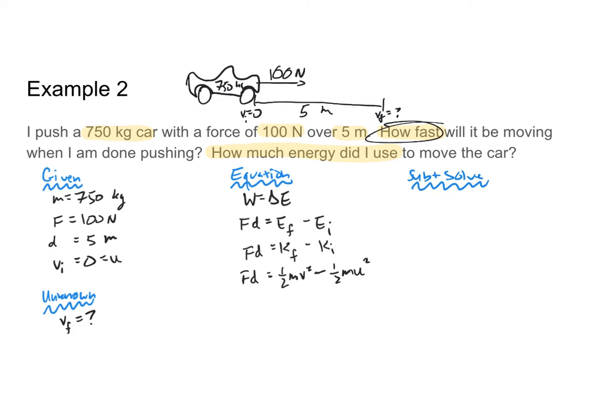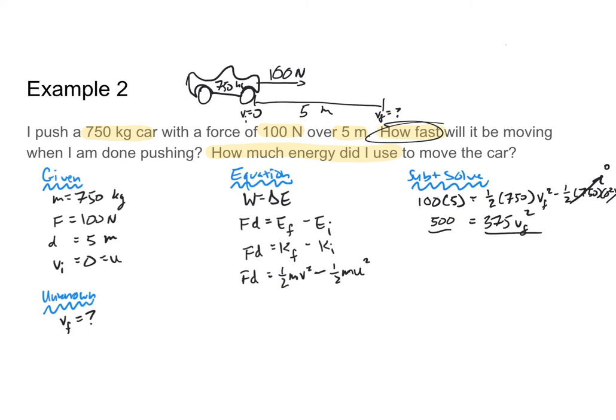So I know that force times displacement, or 100 times 5, is equal to my change in kinetic energy. So 1/2 times 750 times my final velocity squared minus 1/2 times 750 times 0 squared. So that whole final term is going to cancel out because anything times 0 is 0. Simplifying, this gives me 500 is equal to 375 times v final squared.